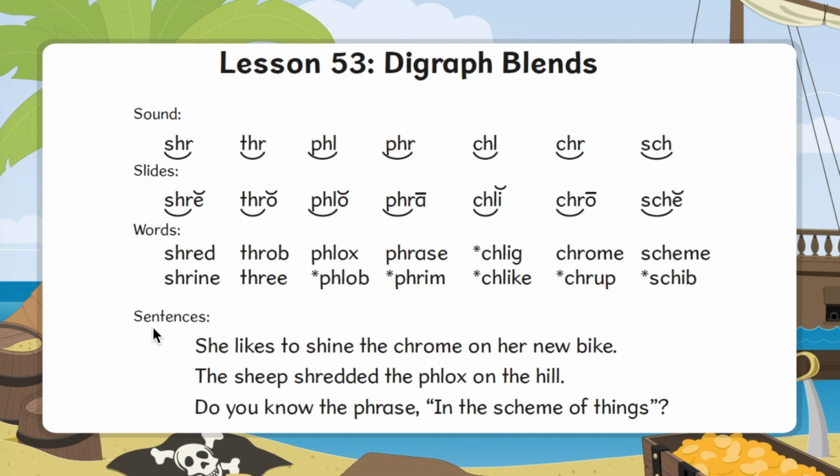On to sentences. She likes to shine the chrome on her new bike. The sheep shredded the flocks on the hill. Do you know the phrase, in the scheme of things?